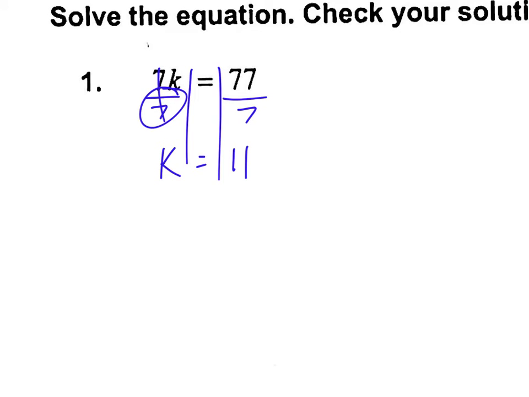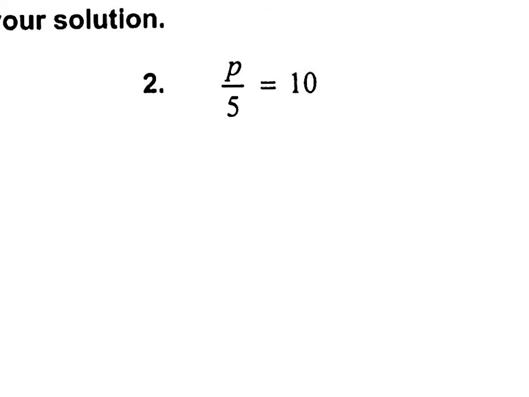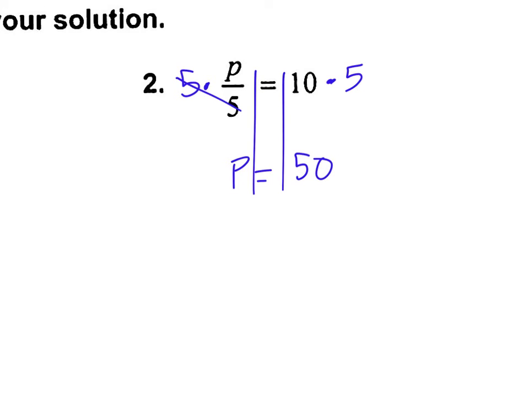All right, let's take a look at number 2 now. Number 2, we are going to do the same thing, inverse operation, start with our railroad track. P divided by 5. Well, what is the inverse of dividing by 5? It's multiplying by 5. Those are gone. We're left with P. We timesed by 5 there, so we're going to times by 5 here, and we get 50. And I think that question right there is almost identical to the one we did in our notes.